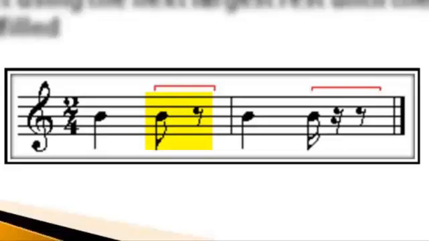In the second measure, we have a quarter note, which gets one beat, and then a 16th note. We always start from the smallest rest first, so we have to have a 16th rest, and then an eighth rest. If you put the eighth rest first and then the 16th rest, it would be wrong. It has to be the smallest rest first, which is the 16th rest.